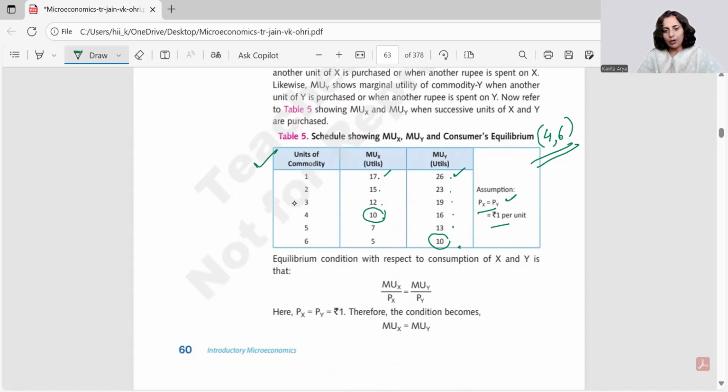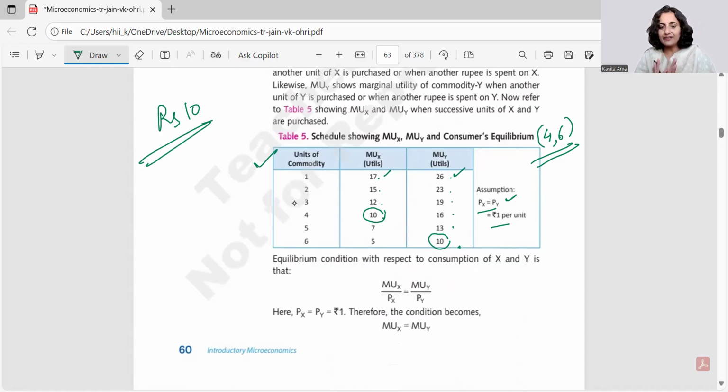You would have now got to know how much he is spending. He's taking 4 units of X, meaning spending 4 rupees because each unit of X is costing him 1 rupee each, right? And 6 units of Y means he has spent 6 rupees on Y. So the total expenditure done by him is 10 rupees. Now, be with me with a simplified expression.